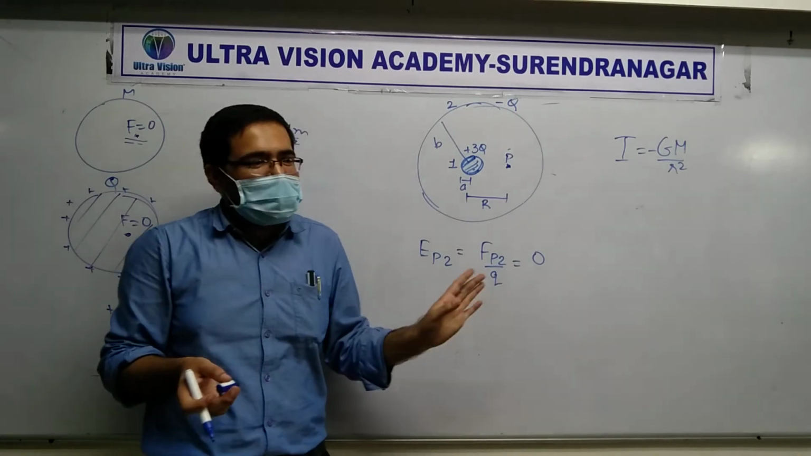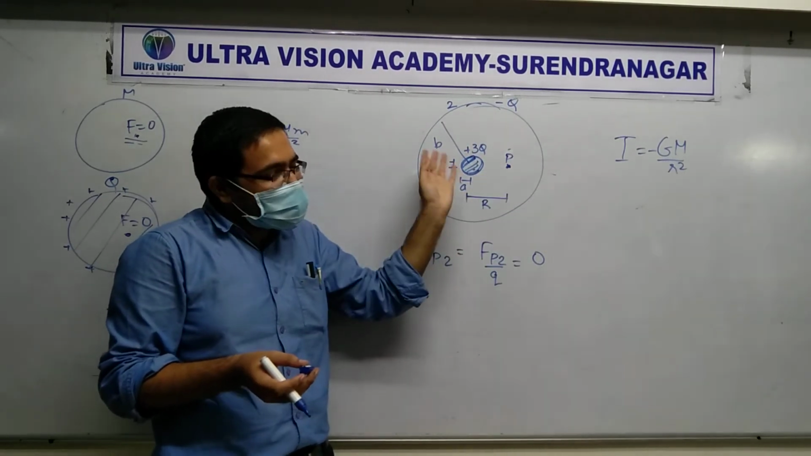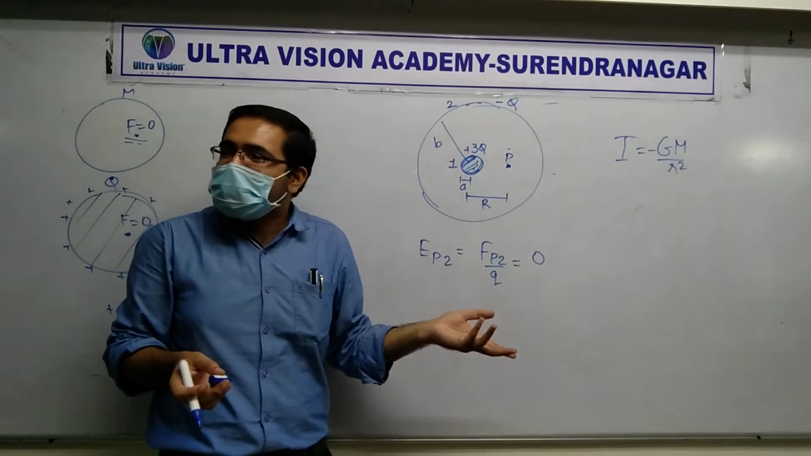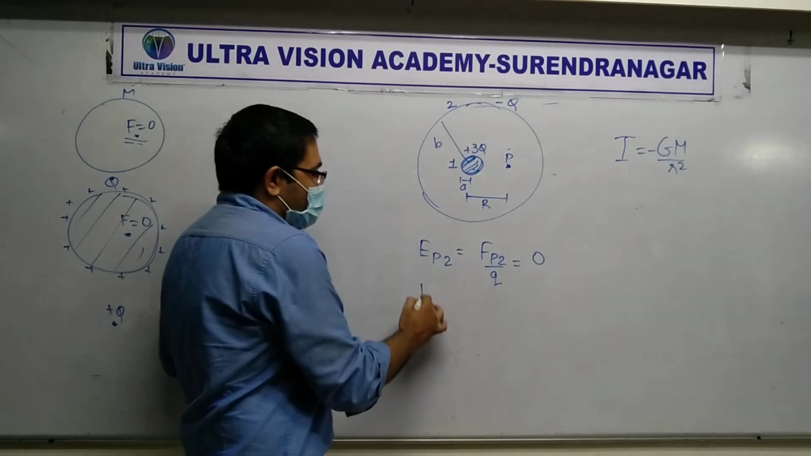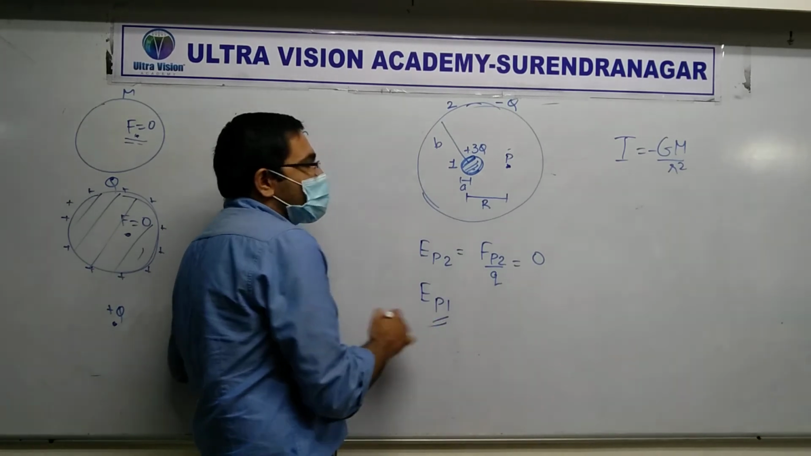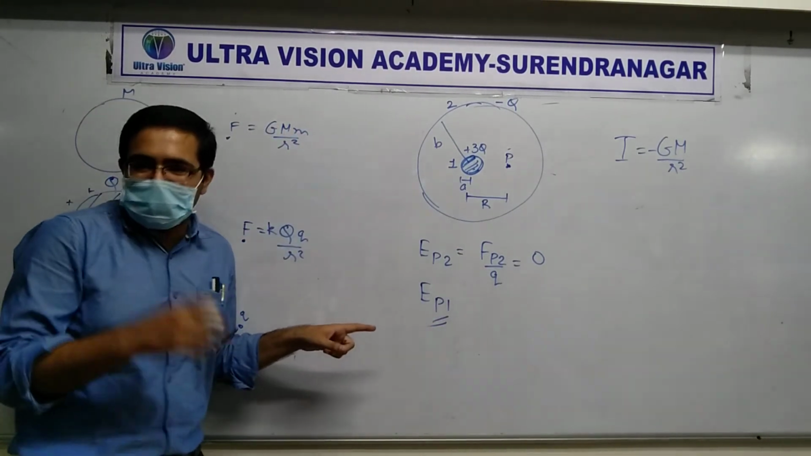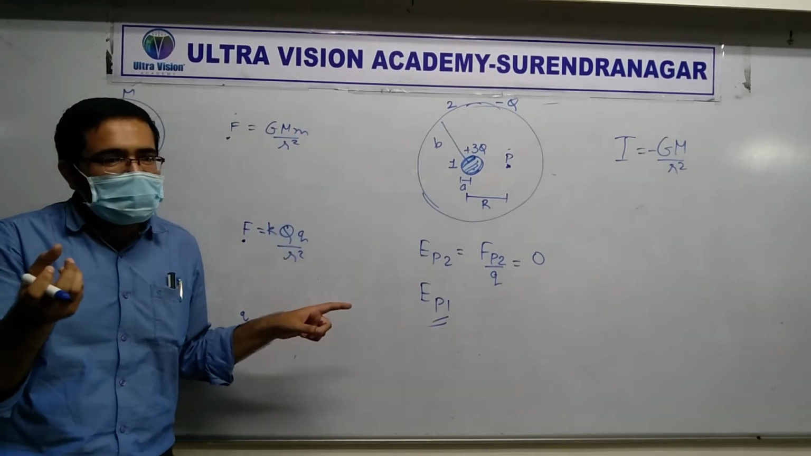Same thing, everything is the same. If you go home and check, you will see it is the same. Okay, fine. So EP2 is 0. So now there will be only one electric field, that is due to 1. Yes or no? The solid sphere. Clear or not clear? Okay.